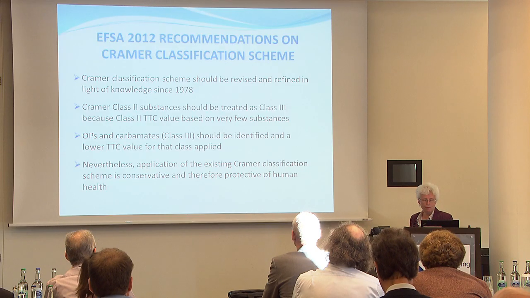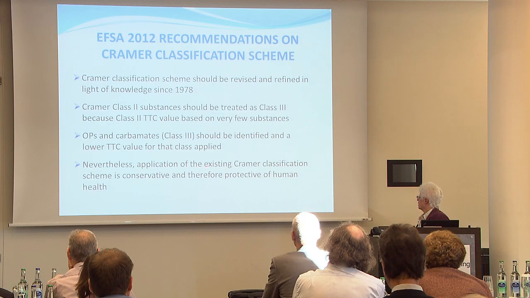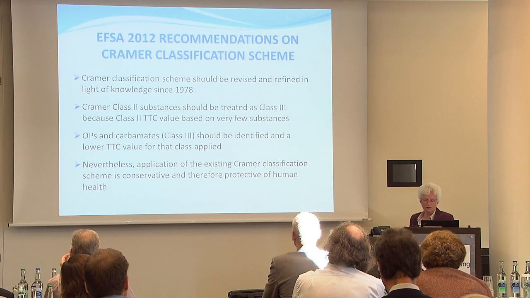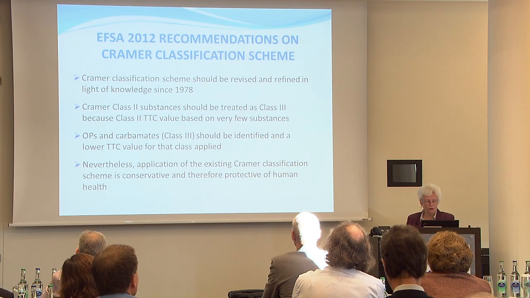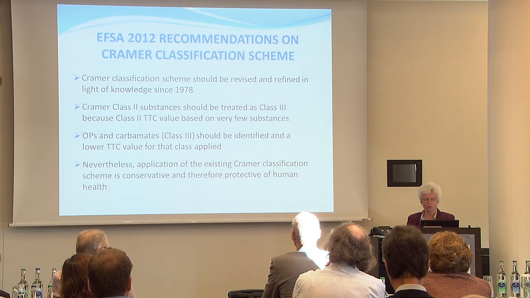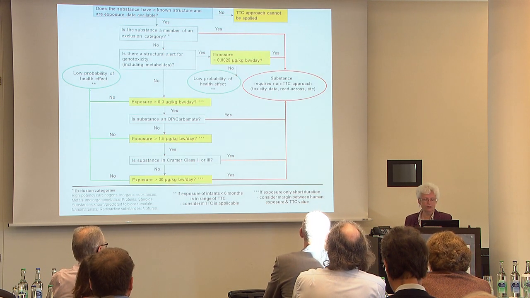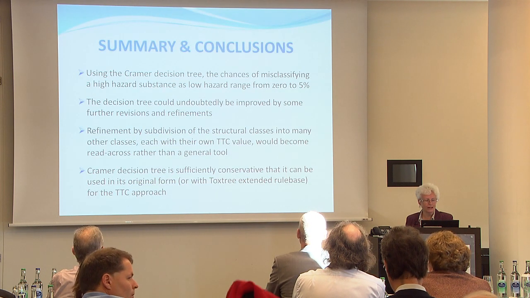The other thing that EFSA said was that all class 2 substances should be treated as class 3, because there are very few substances in class 2 to support the Munro TTC value for class 2. They also said OPs and carbamates should be separately identified, and they have a TTC value that's lower than the class 3 one. But they concluded at the end that application of the existing Cramer classification scheme is conservative and therefore likely to be protective of human health and is suitable for EFSA's work when it's faced with giving advice on substances for which there are no toxicity data. This is the EFSA scheme. I'm not going to go through it because others are going to discuss it in more detail later.